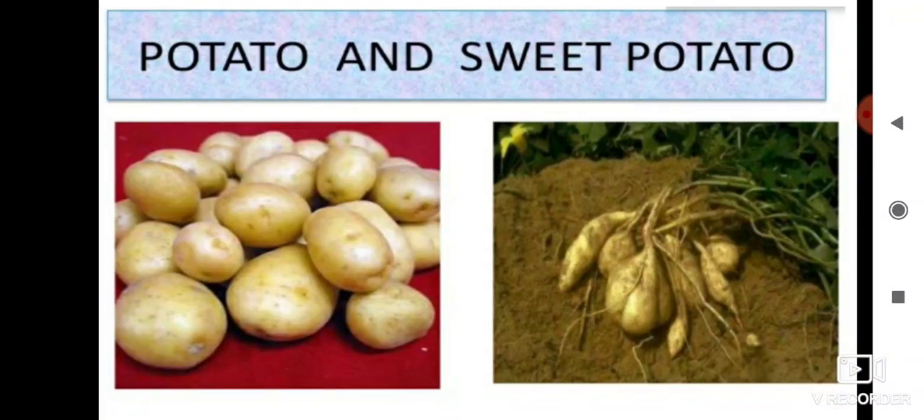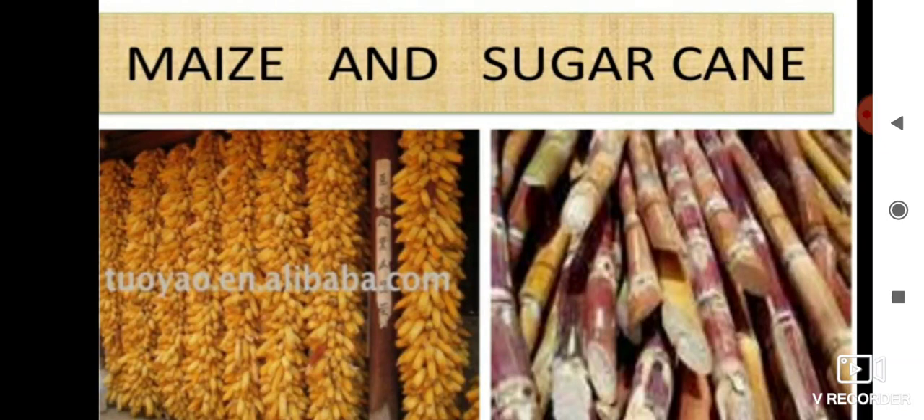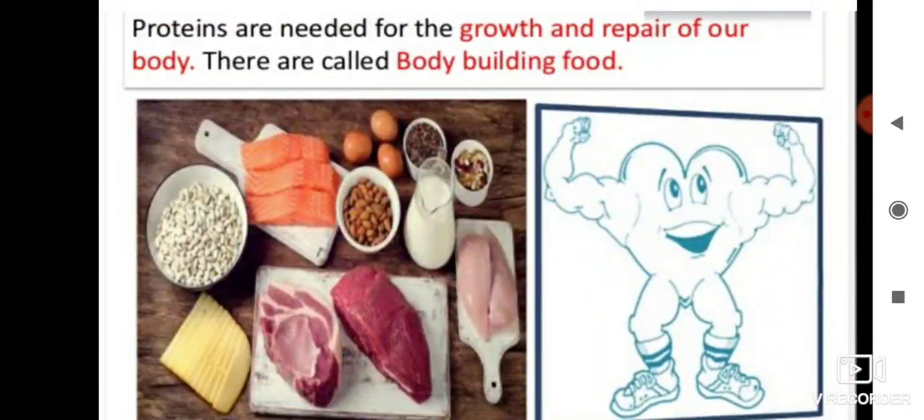Next, potato and sweet potato, which are also rich in carbohydrates. Rice and wheat contain starch. Potato also contains starch, but sweet potato contains sugar as well as starch. Maize and sugarcane also contain carbohydrates.